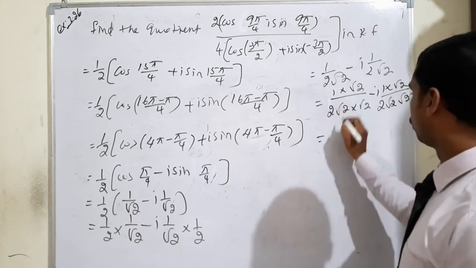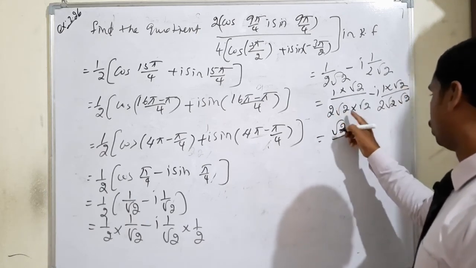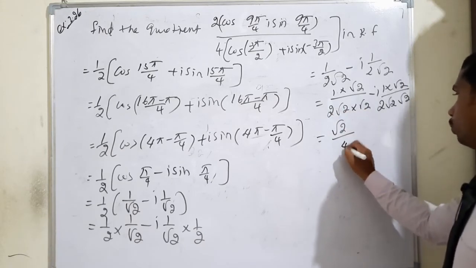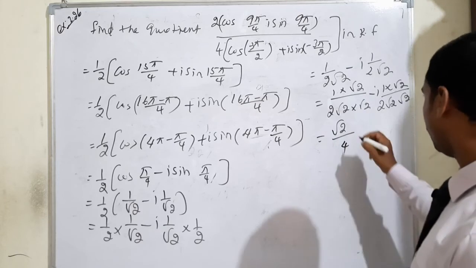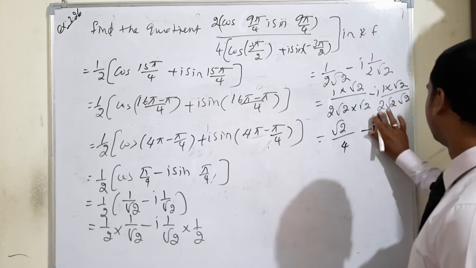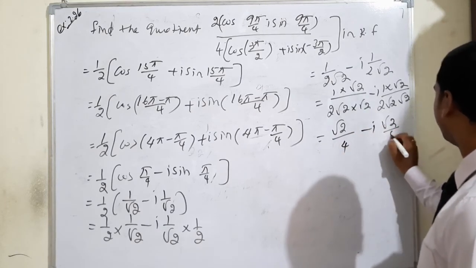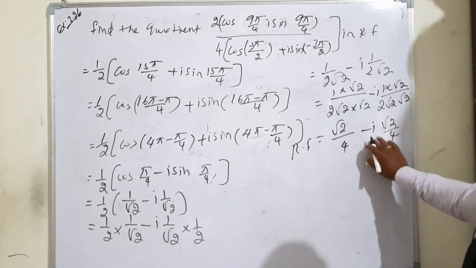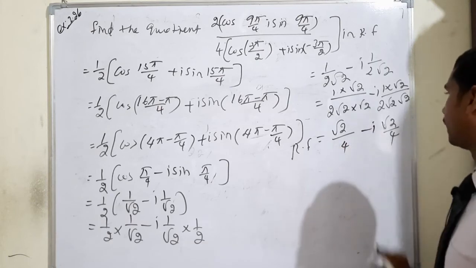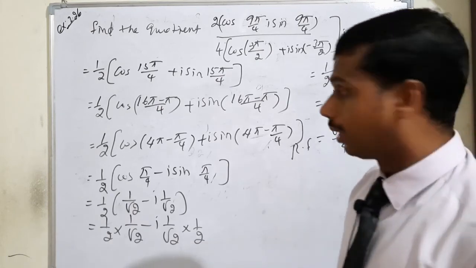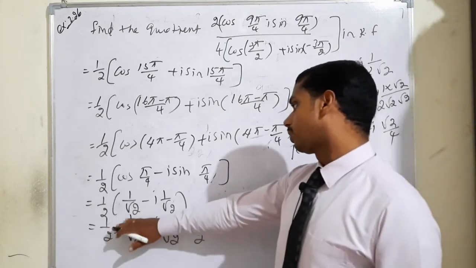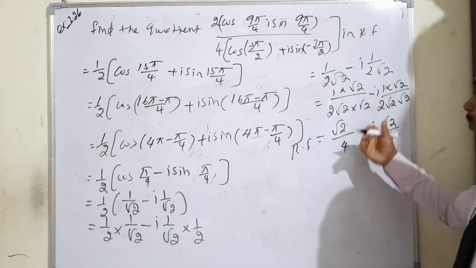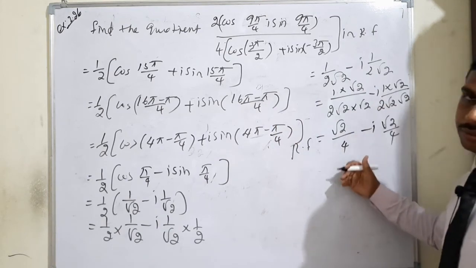What will happen? 1 into root 2 means root 2, divided by root 2 into root 2 means 2 comes outside, therefore we already have another 2. 2 into 2 is 4, isn't it? Therefore root 2 by 4 minus i root 2 by 4. This is actually the rectangular form, x plus i y form, meaning root 2 by 4 minus i root 2 by 4. This is our final term. Otherwise you can stop up to here also. If you remove the bracket, this is for your understanding, it will be a shortcut. One more term will come, but the number will be reduced, isn't it? This is our final term.